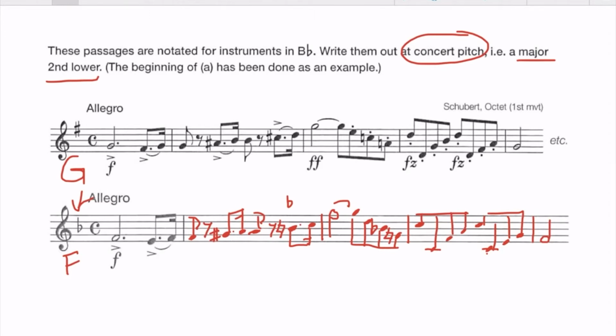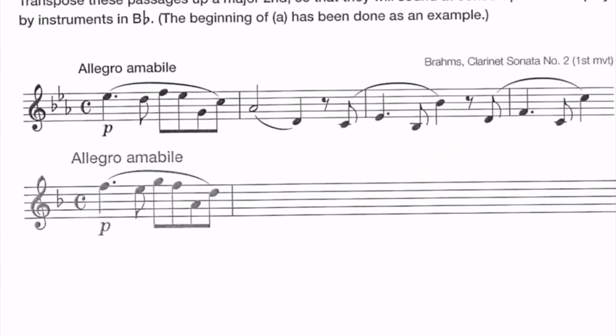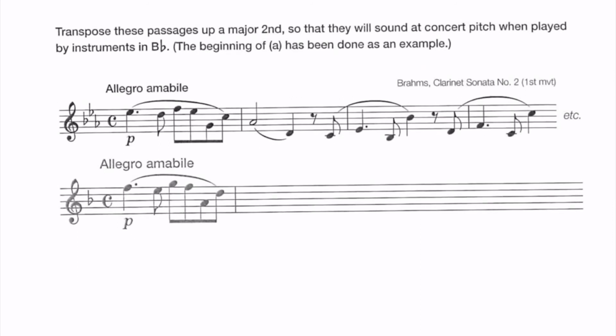All right. So now let's take a look at another example. In this example, we're going to go up a major second. All right. So they've done the same thing here. We've gone from E flat major up a second to F major. And then in this case, we're putting all the notes up a step. So E flat becomes F, D becomes E, F becomes G, etc.